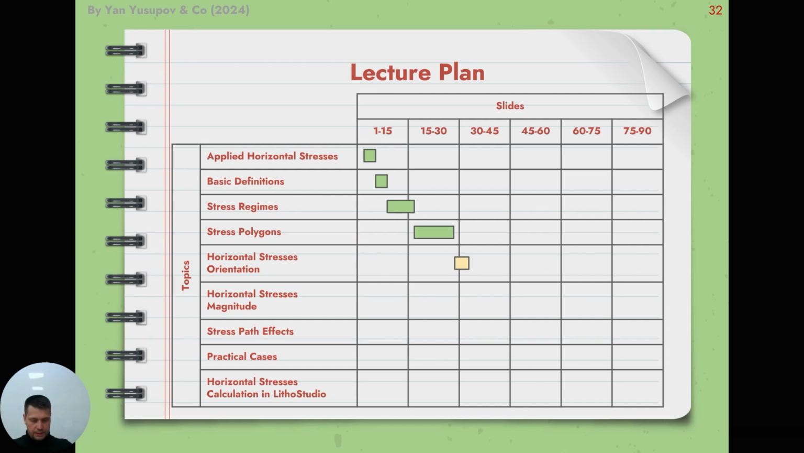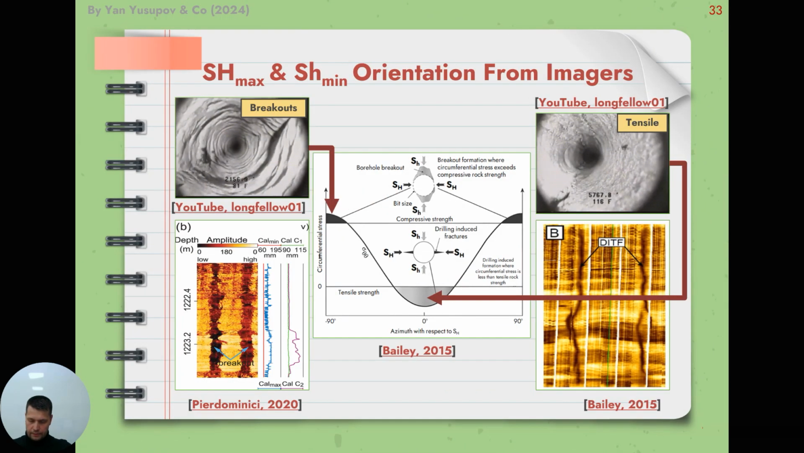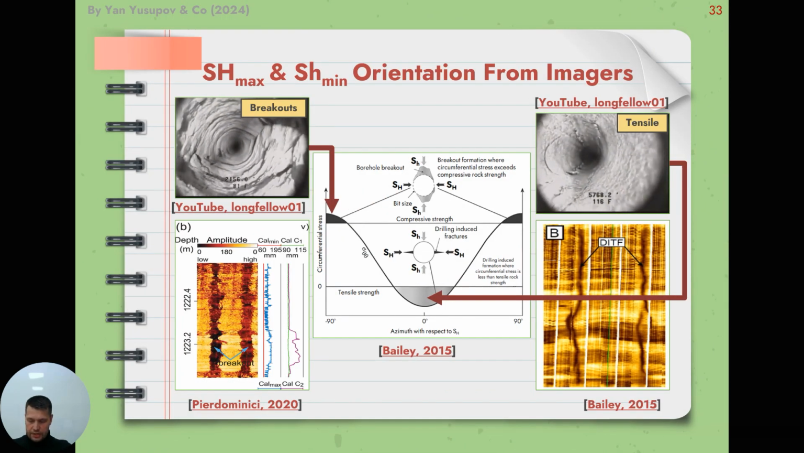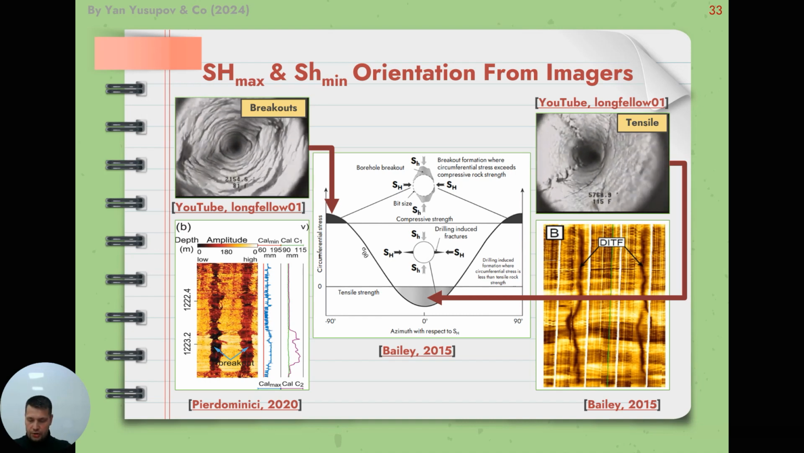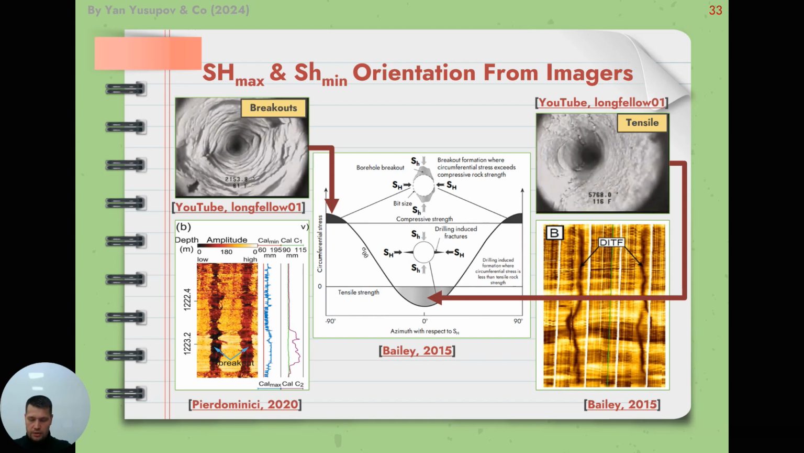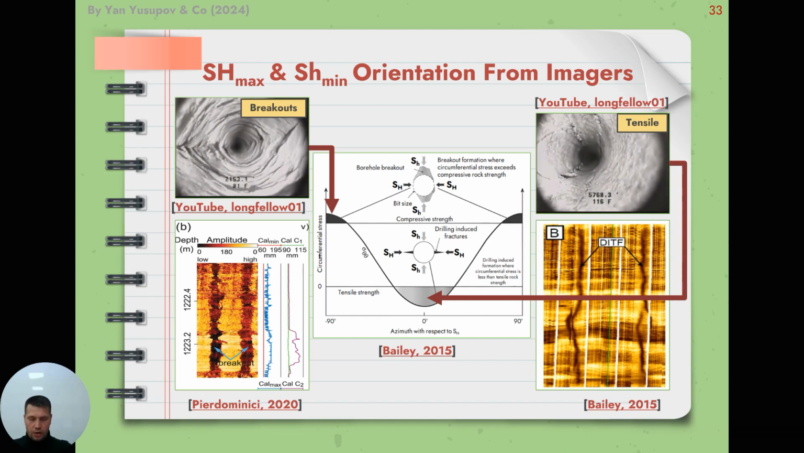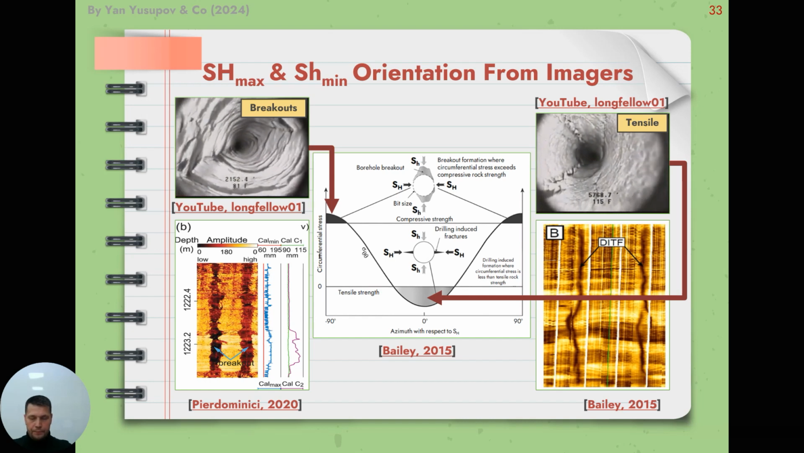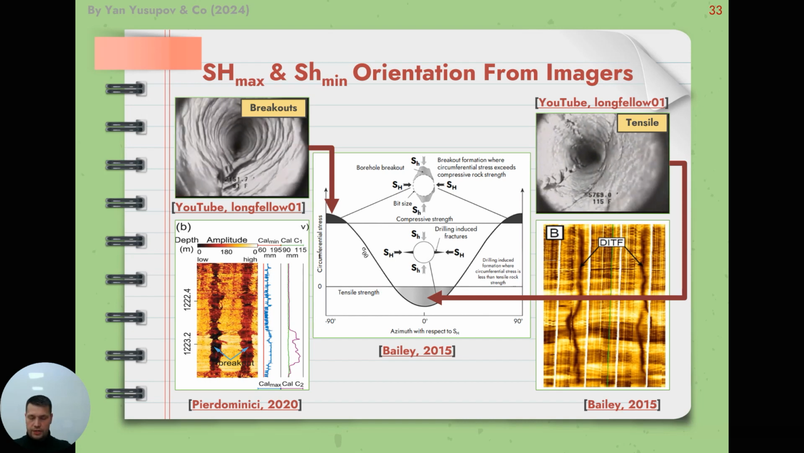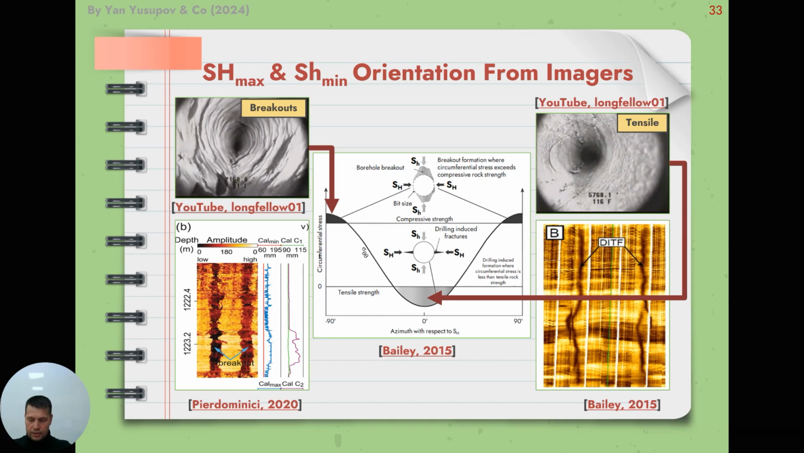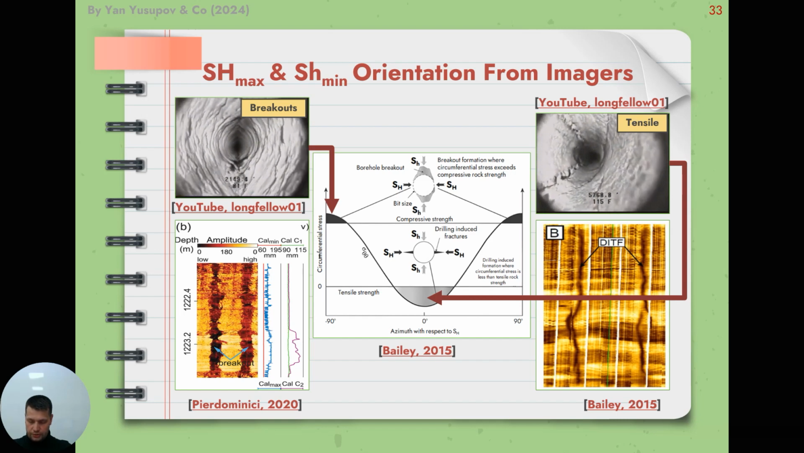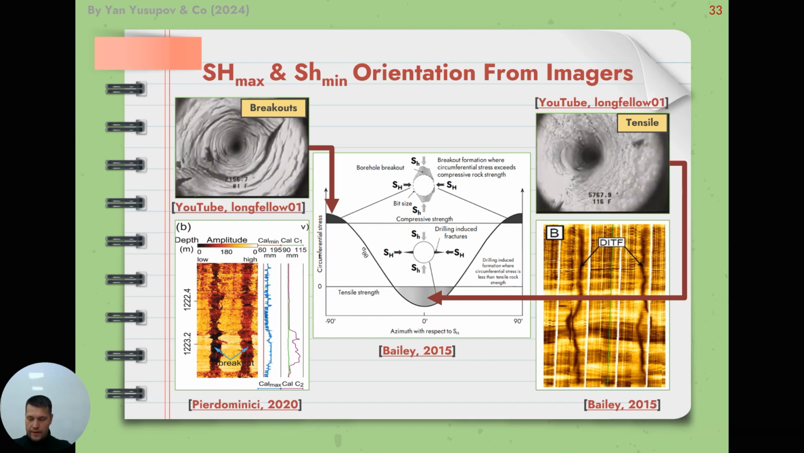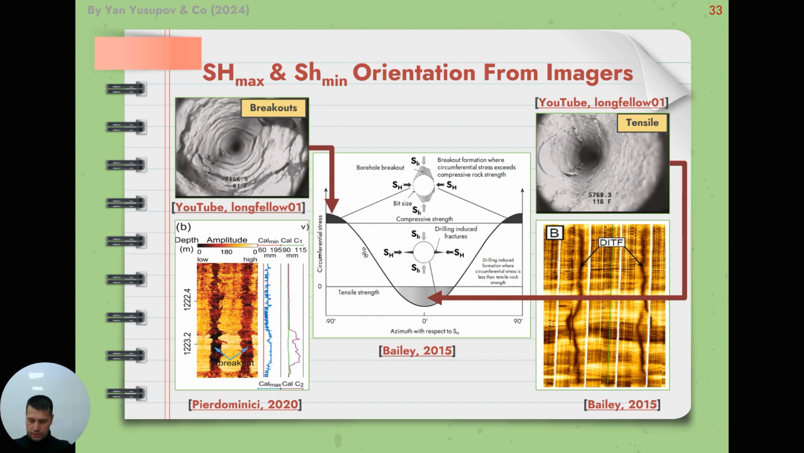Okay, let's continue and go to the horizontal stress orientation. The orientation of maximum horizontal stress is a crucially important parameter for designing hydraulic fracturing and optimizing drilling direction. For a vertical or near vertical borehole, the maximum horizontal stress orientation is aligned to the direction of tensile drilling-induced fractures and perpendicular to the direction of borehole breakouts.